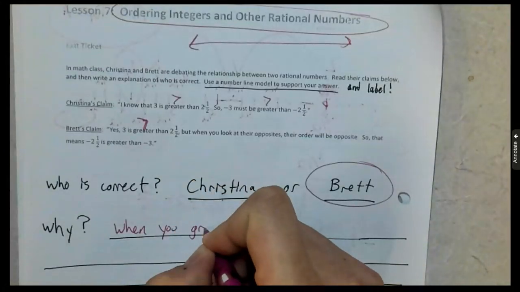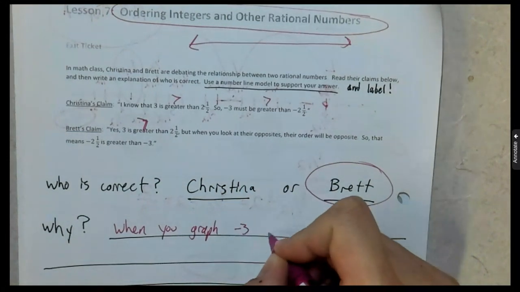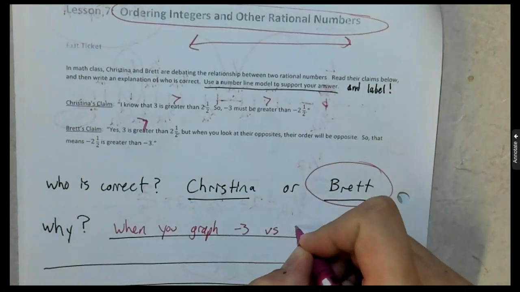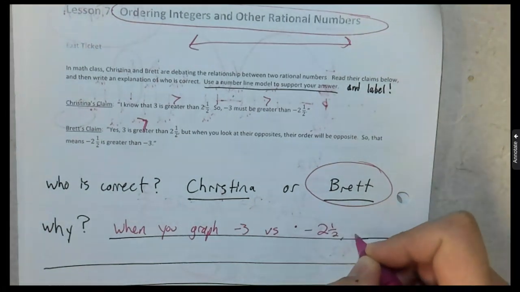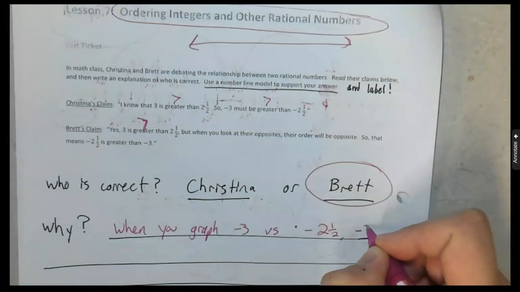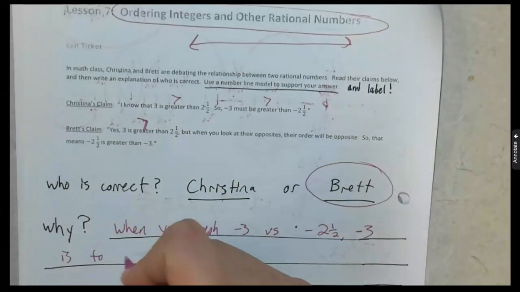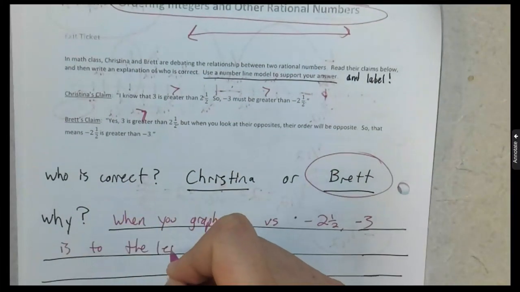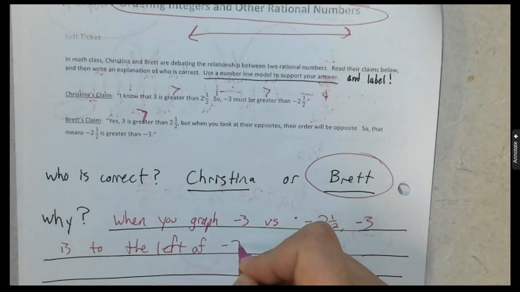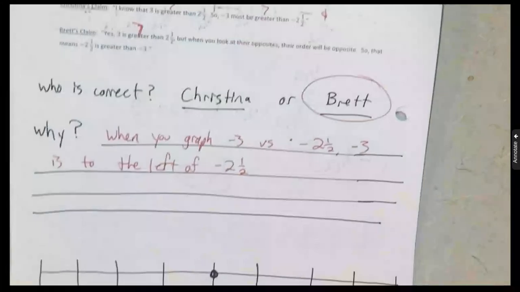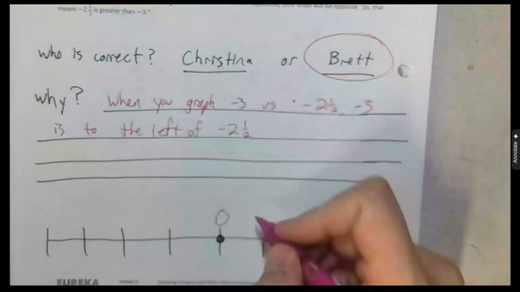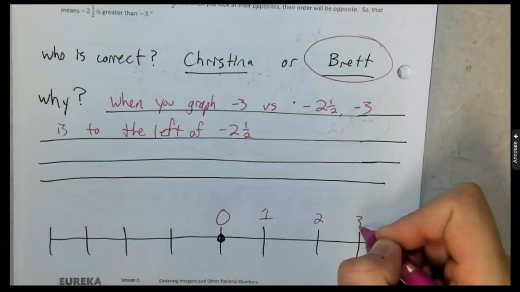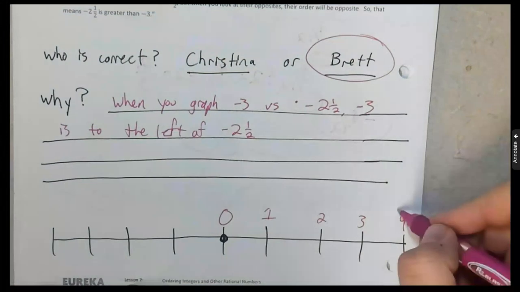When you graph -3 versus -2.5, -3 is to the left of -2.5. So let's actually see that in real life. So let's just say that this is 0, 1, 2, 3, 4. Not a perfect number line, but I'm going to quickly draw it.